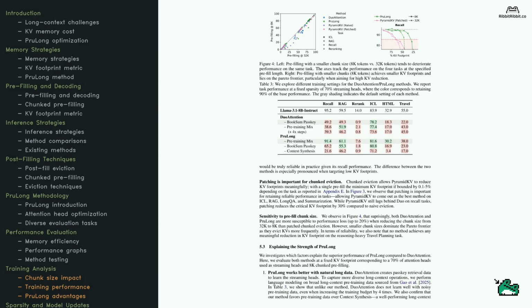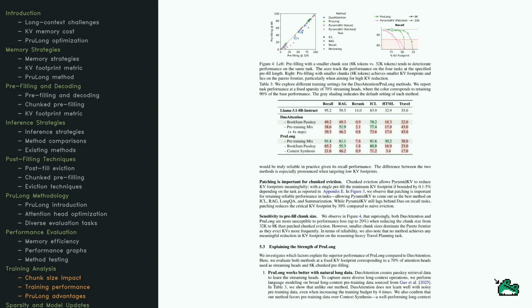Now let's examine the impact of chunk sizes on model performance and memory efficiency. Look at Figure 4, which shows how smaller chunks, like 8K tokens, can lead to more efficient memory use than larger chunks, such as 32K. Smaller chunks excel in minimizing the KV footprint, crucial for long context tasks. Table 3 dives into the performance of different training setups for DuoAttention and PruLong.